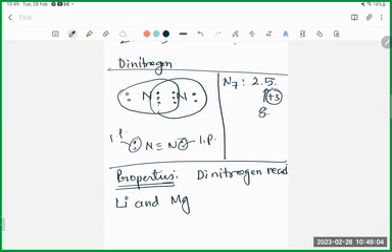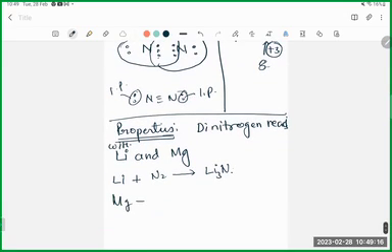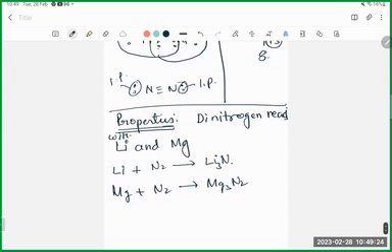So dinitrogen reacts with lithium and magnesium. When it reacts with lithium, it gives lithium nitride. And when it reacts with magnesium, it gives magnesium nitride. Here the crisscross formula will apply, because we are not using the triple bond three times. So we will not be taking N3. What valency we take over here, that crisscross formula will be applied. Right?